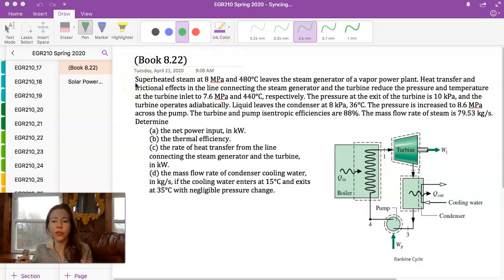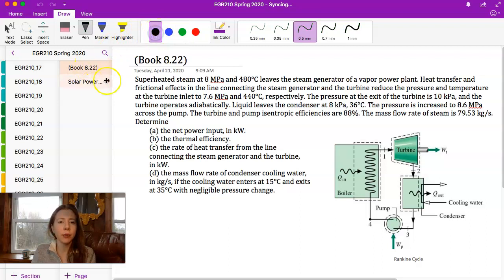And the really cool thing is that we're putting together all these pieces that we've learned throughout the semester, and now we're applying all those little parts to one problem. So it's like a really big puzzle at this point. Now, this is number 22 from chapter 8 in your book.